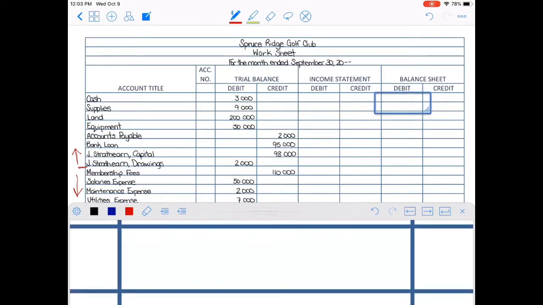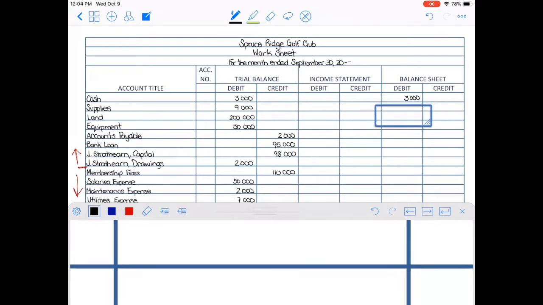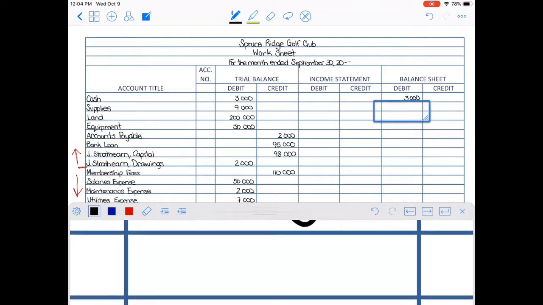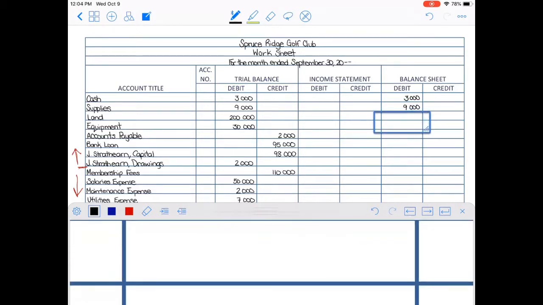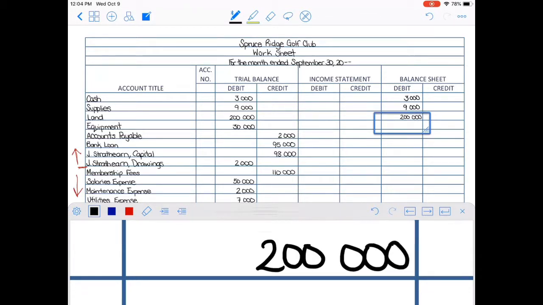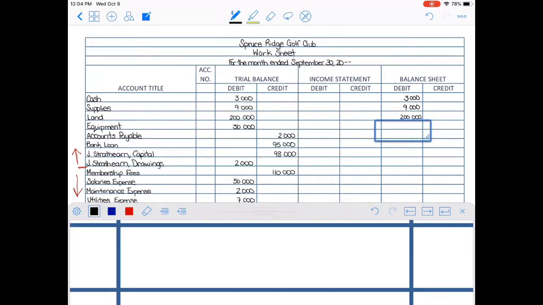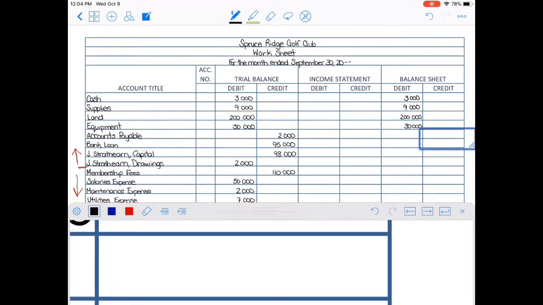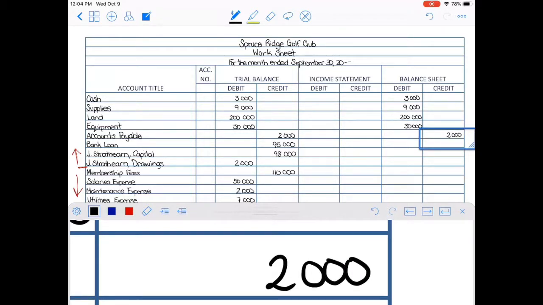Cash is an asset, belongs on the balance sheet. It had a debit balance, so I'm going to write it in the debit column of the balance sheet section. Supplies had a debit balance. Land had a debit balance. Equipment had a debit balance. Our accounts payable and bank loan are both liabilities with credit balances, so I would write those in the credit column of our balance sheet.